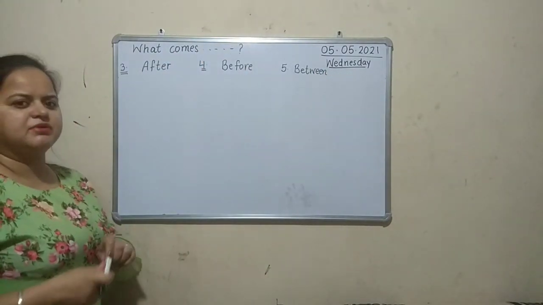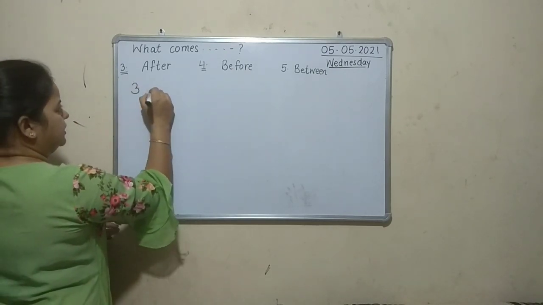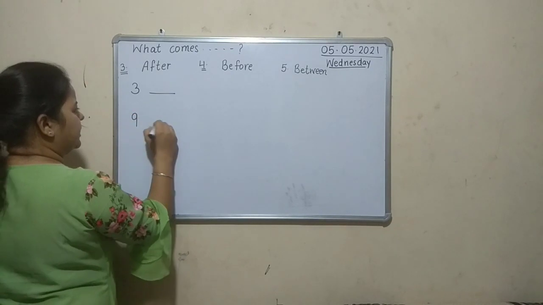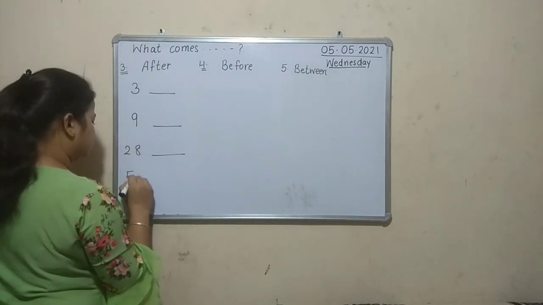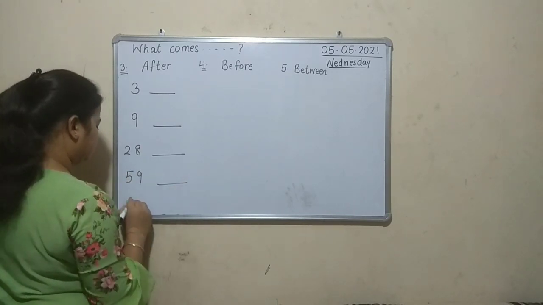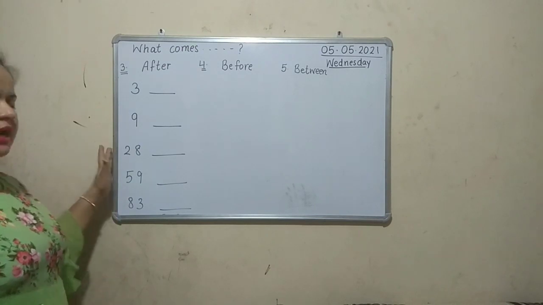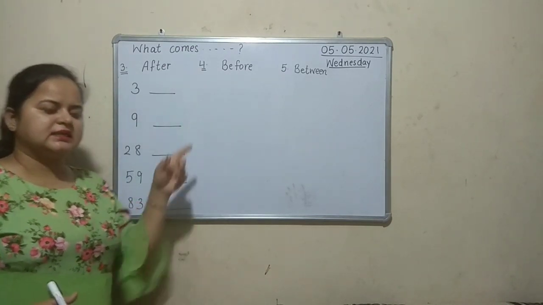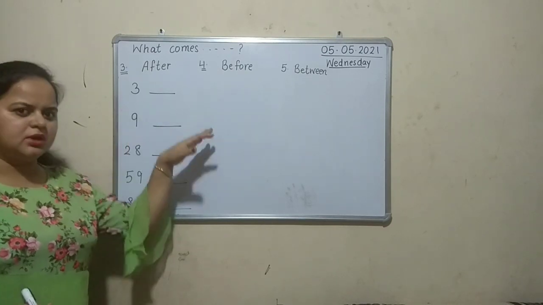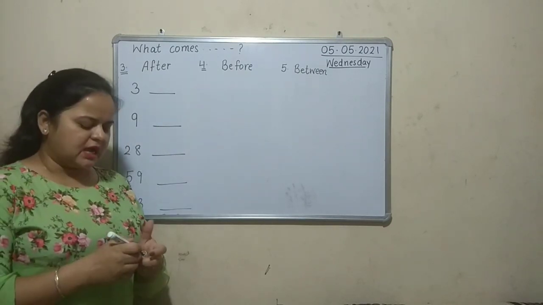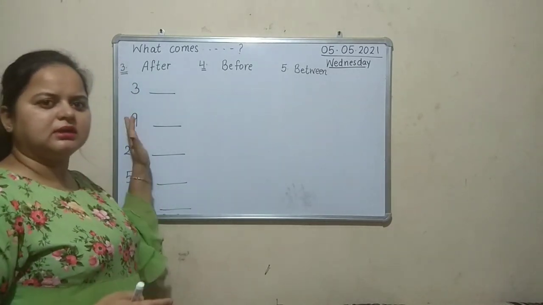What comes after, before, and between. 3, 9, 28, 59, 83. We have these numbers and we have to write the next number which comes just after this number. Okay. What comes after means that number which comes just after the first number.